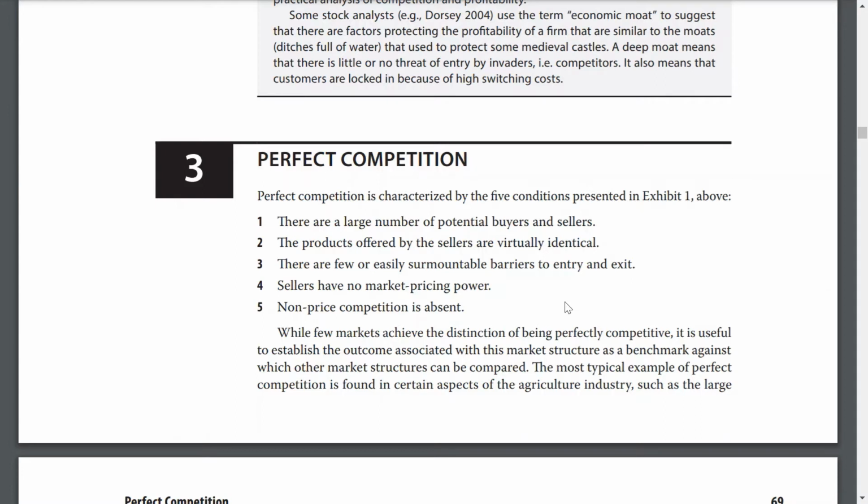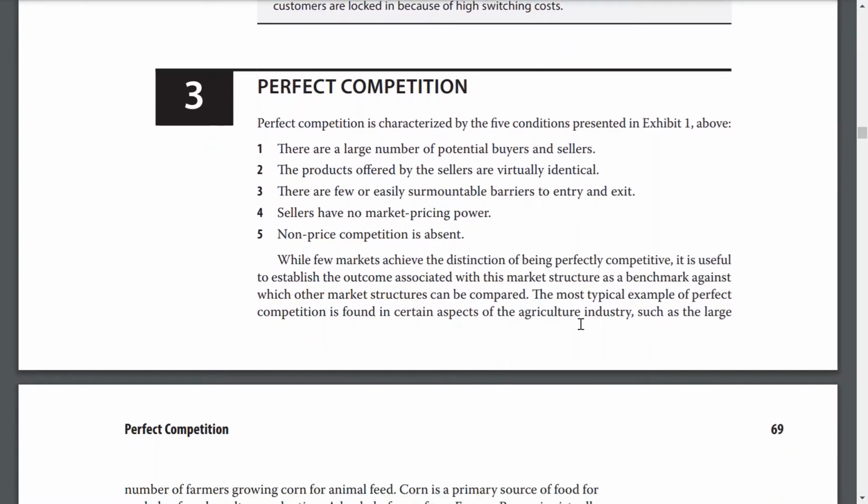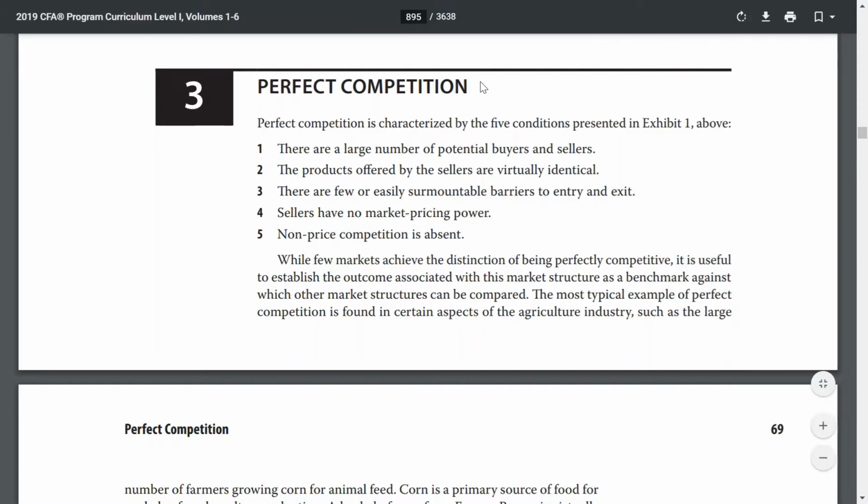Few markets achieve the distinction of perfect competition. It is useful to establish the outcome associated with this market structure as a benchmark against which other market structures can be compared.